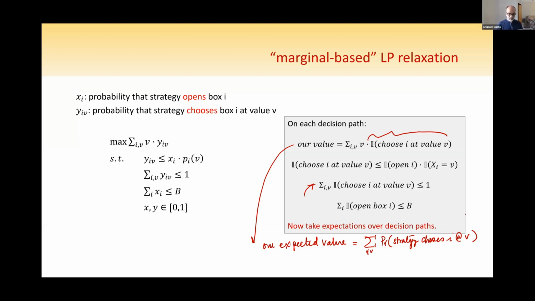So in fact, if xi is the probability that this massive decision tree opens box i at any point, what is this decision tree? You do the first action, you come to one of its children randomly. You do the next action, you come to one of its children randomly. You go down this tree. So xi is the probability that this decision tree opens box i.